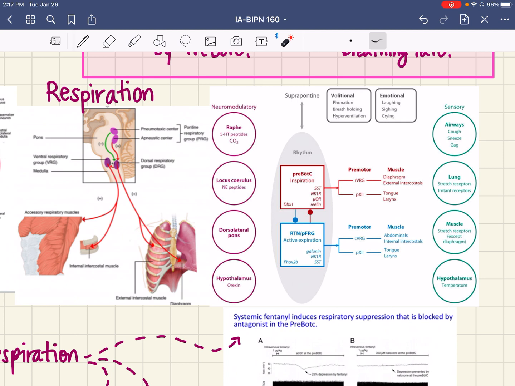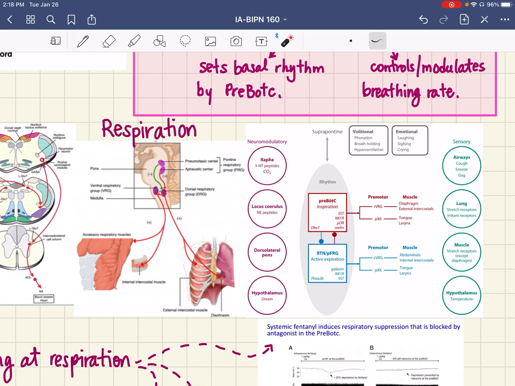I believe Dr. Root mentioned that the pre-Botzinger complex and this area, we didn't really talk too much about it, but they are both susceptible to many neuromodulatory molecules, and we will talk about the dorsal raphe and locus coeruleus in a little bit on the next page. But from this slide, what you really need to know is that the pre-Botzinger complex is responsible for us to be able to breathe. It can have a lot of outputs to different areas of our body, and it also receives a lot of neuromodulation.